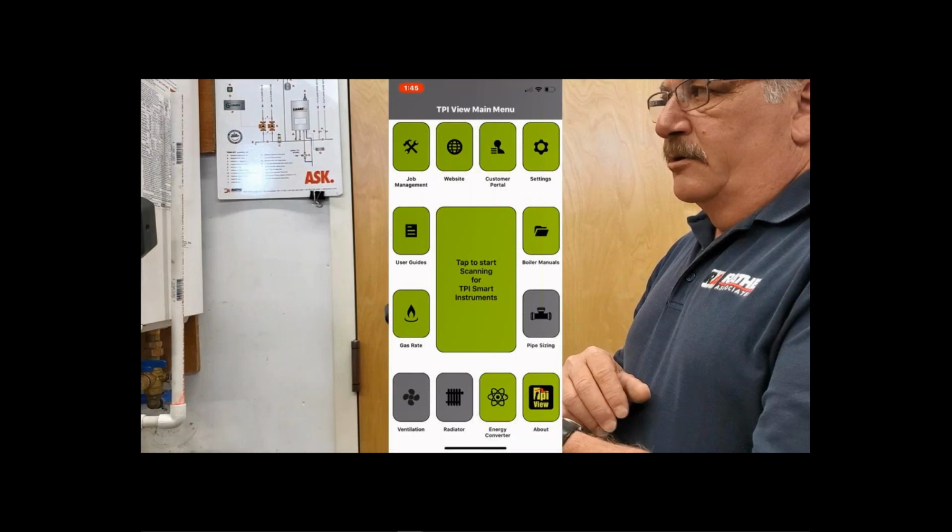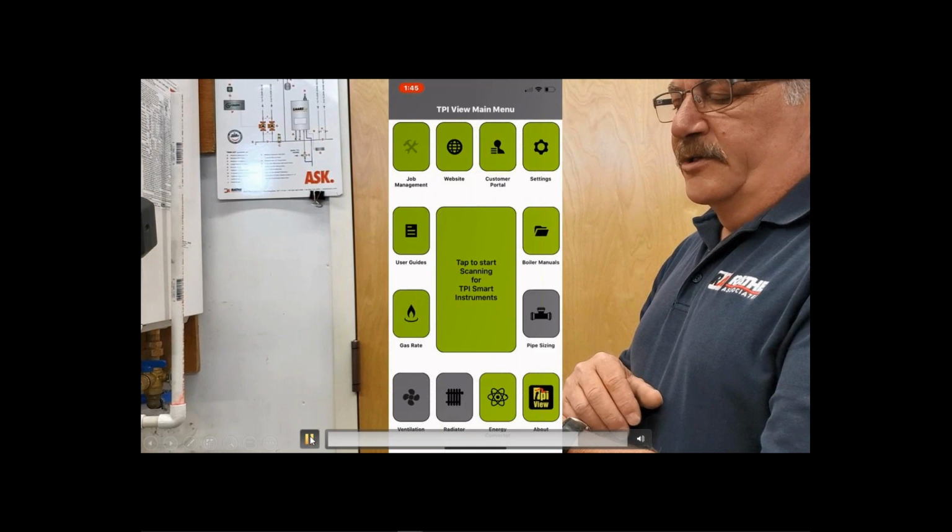There's probably about 90-some odd boiler manuals, different manuals in there now. Gas rate, if you can clock a gas meter. Anything in gray has not been completed yet, but is being worked on by TPI. There's an energy converter down here, a nice little handy device to have, and then the menu. So I just wanted to show you what else is available on that TPI app. Let's go back and continue the video.